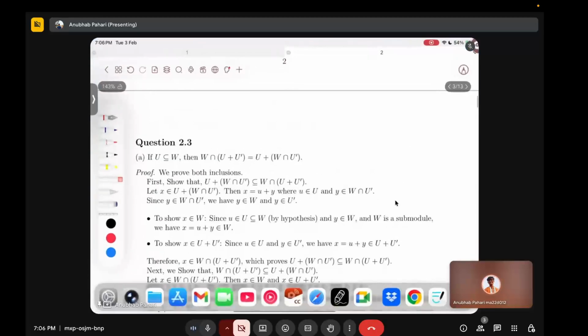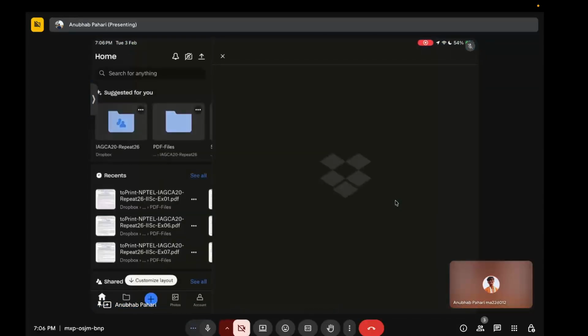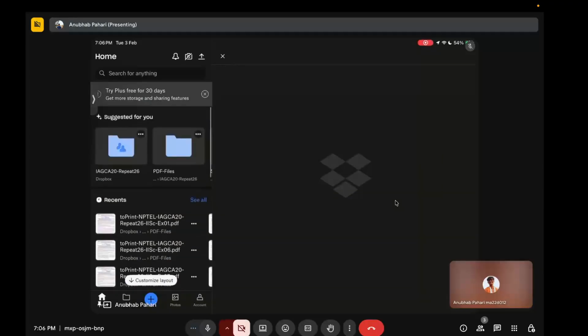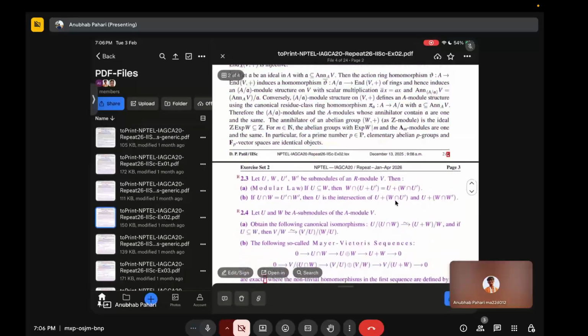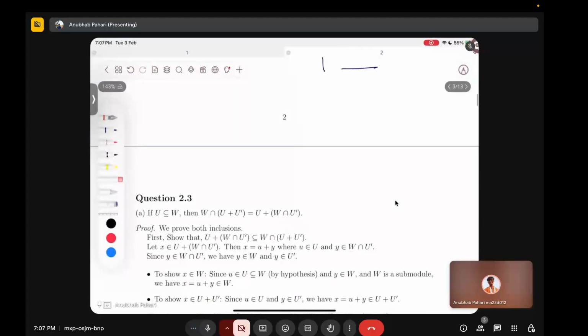Okay, so maybe I will go to this Dropbox and, okay, so what they have said is that U, W, U prime, W prime are submodules of R module V. So I should write it here: U, V, W and W prime are submodules of R module W.